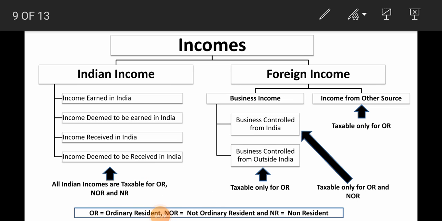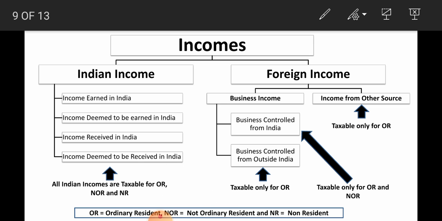Income deemed to be earned in India simply means where, what is the first place of earning. It means where it is first earned for the first time, not the place of its earning on subsequent basis. Where it is assumed that it is to be earned in India.